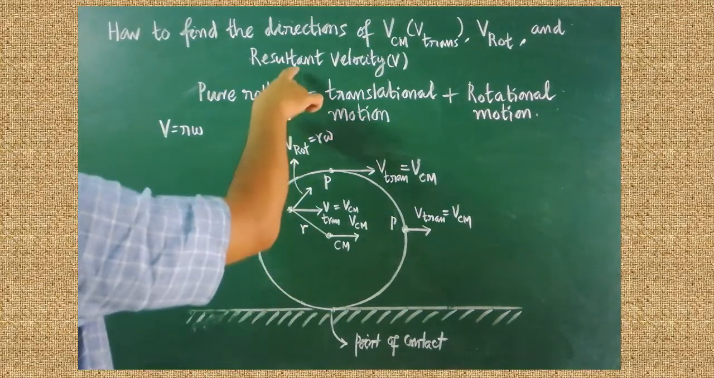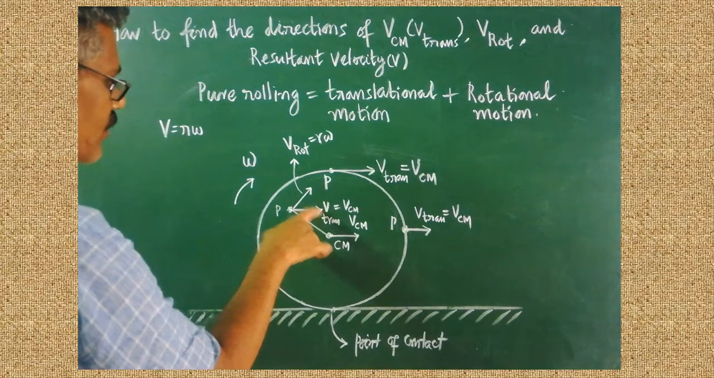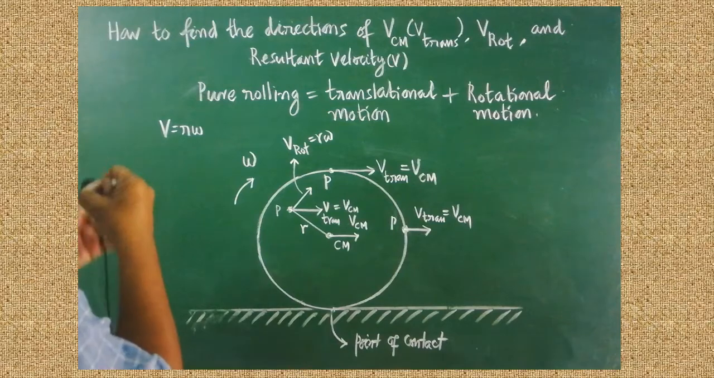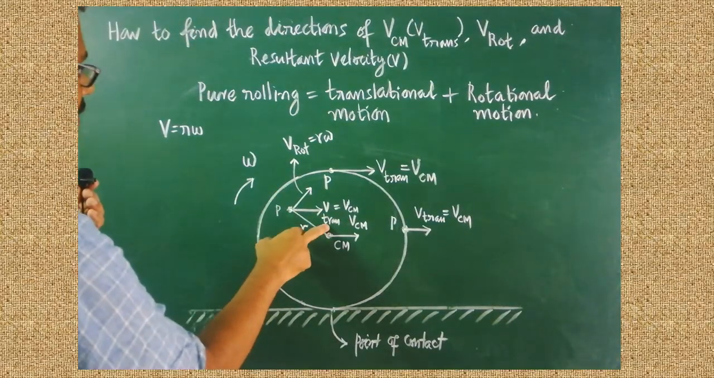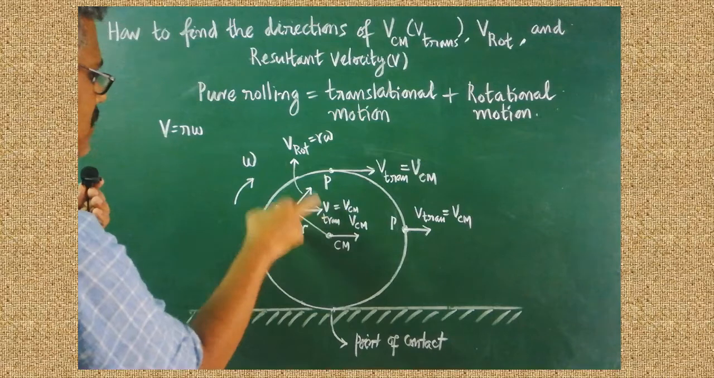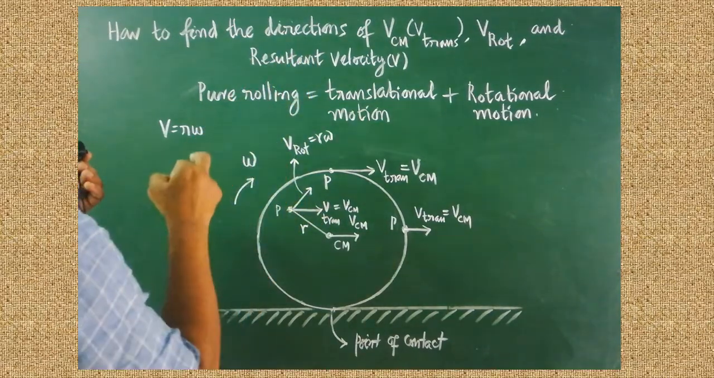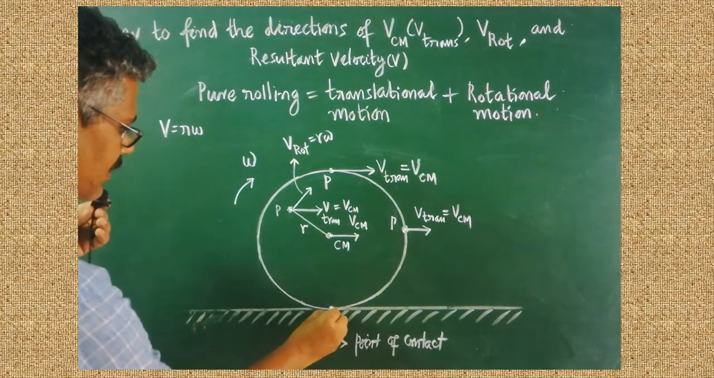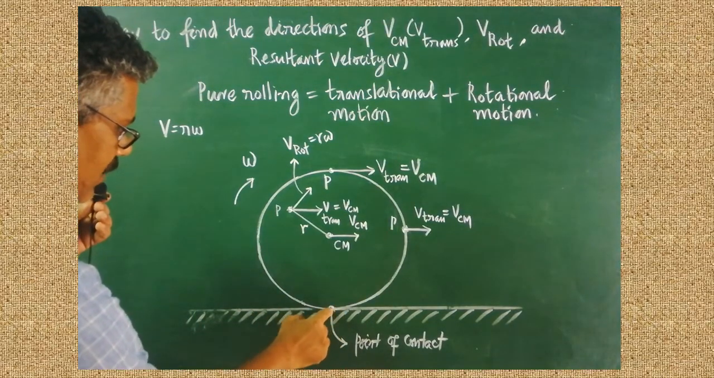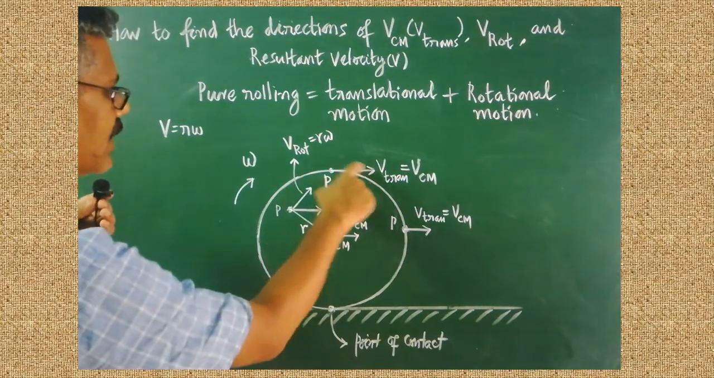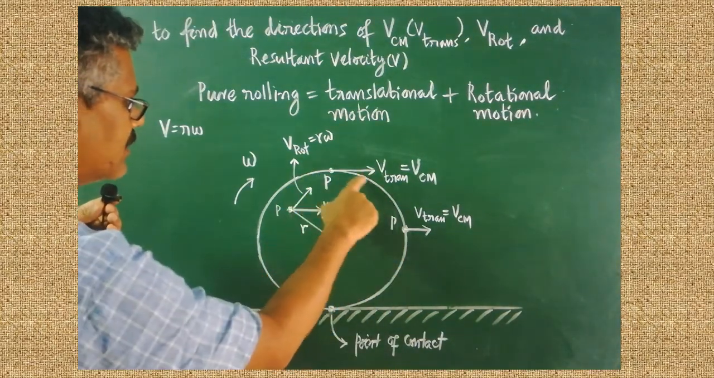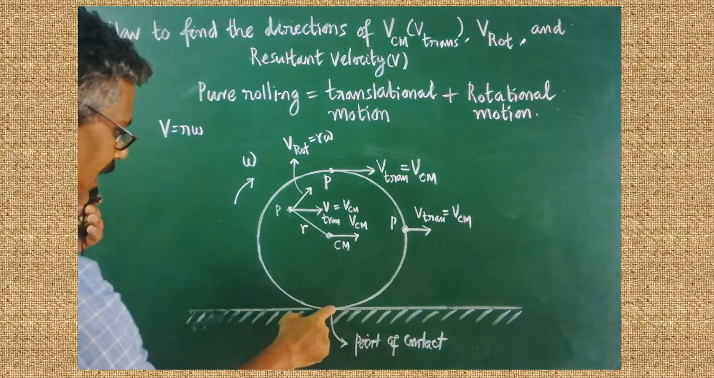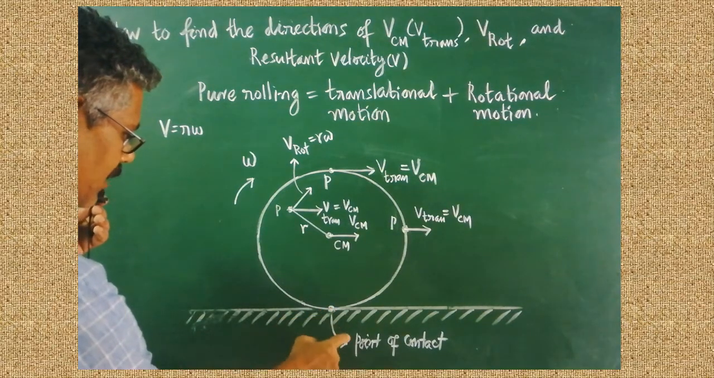Next is how to find out the resultant velocity direction. Here two velocities are there. This point has both translational velocity as well as rotational velocity. How many velocities are there? V translational and V rotation. For these two, there must be a resultant velocity. How do we find it? For that, we have to consider the point of contact. This is the spot where all the points on the edges, when they are coming down, will have contact with the surface. That point is called the point of contact.